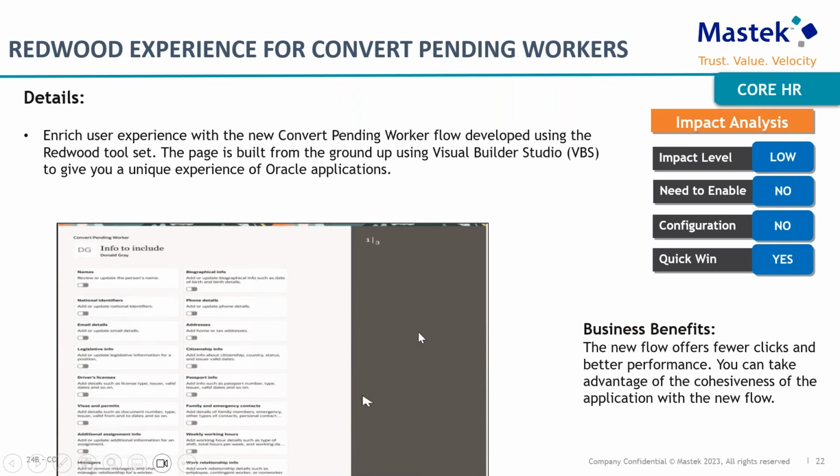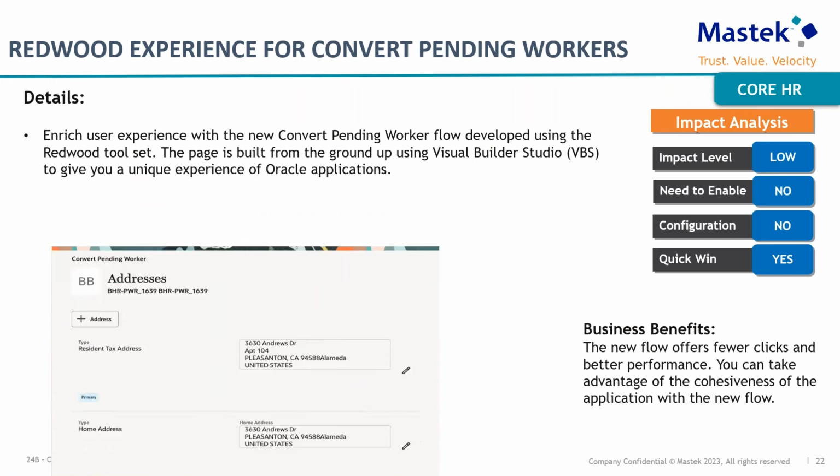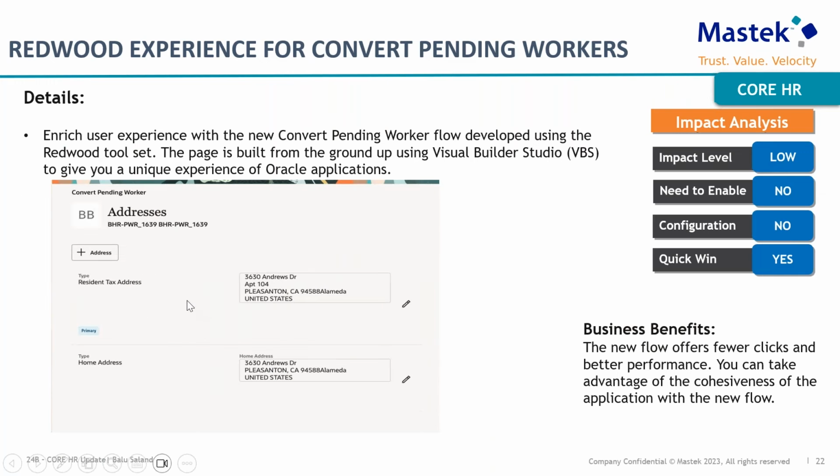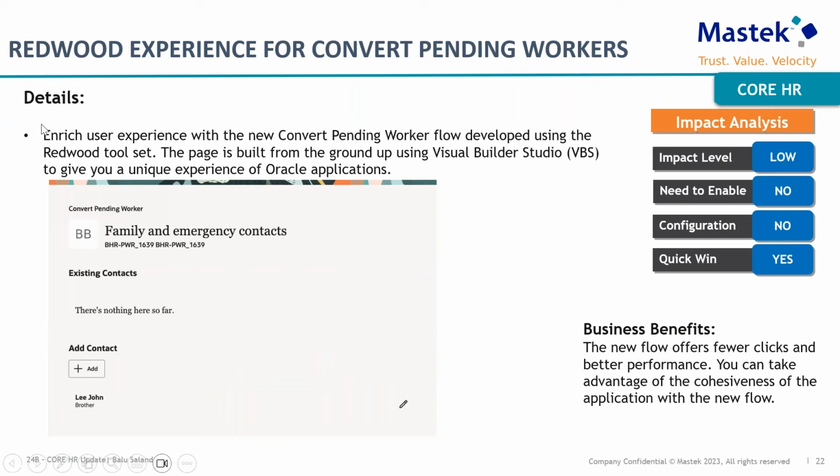So we can also enable the regions which we want to work on or make changes to for a candidate information, for the pending worker information. And you'll also be able to add multiple addresses based on the details we have for that employee. Also the contacts, family and emergency contacts also can be added.